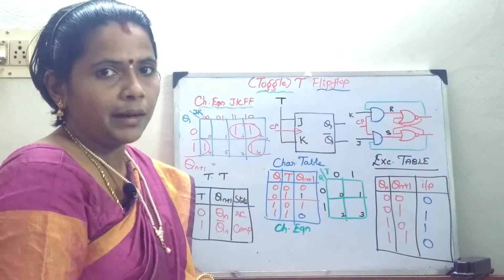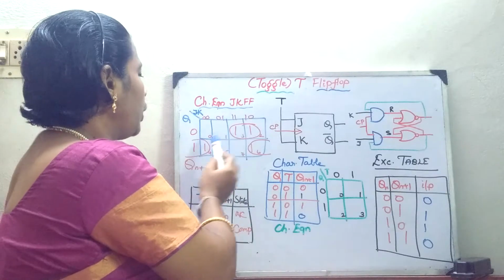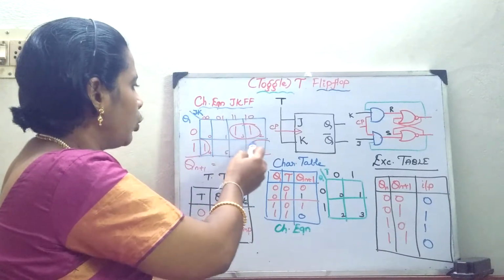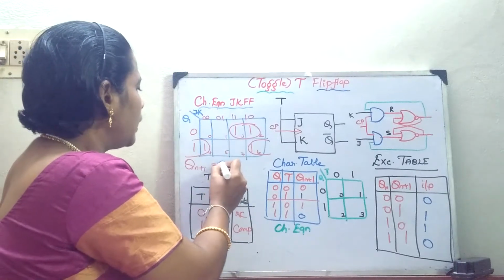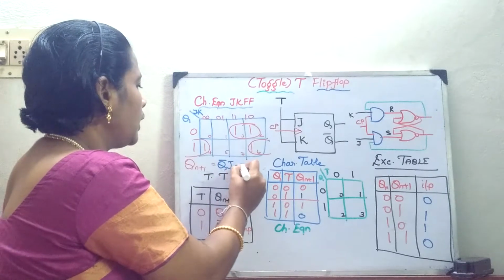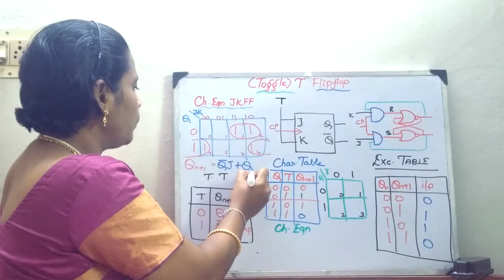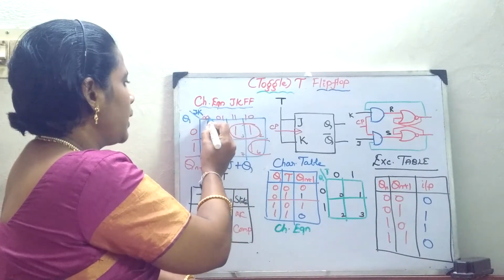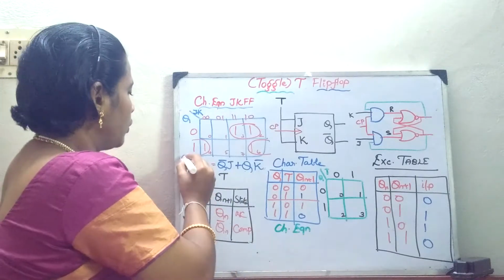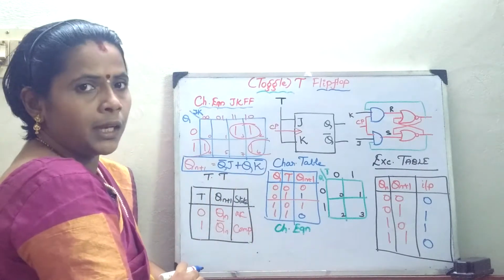From the characteristic table, it is seen that you have the output for 2, 3, 4 and 6. So, accordingly, we will go in for the two cell grouping. What will be the expression for this? It is Q bar, first variable is matching, so J, plus, for this grouping it is Q, the first variable is not matching, the second variable is matching, so it is K bar. Now this defines the characteristic equation of your JK flip-flop.